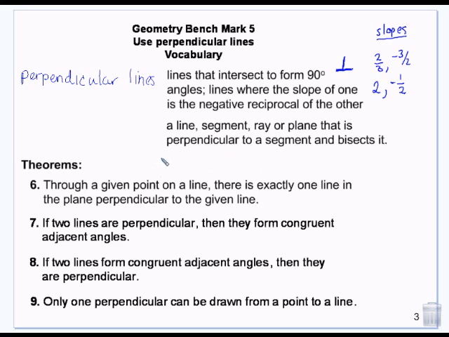Is that y equals mx plus b? Is that that? Yeah. Really?